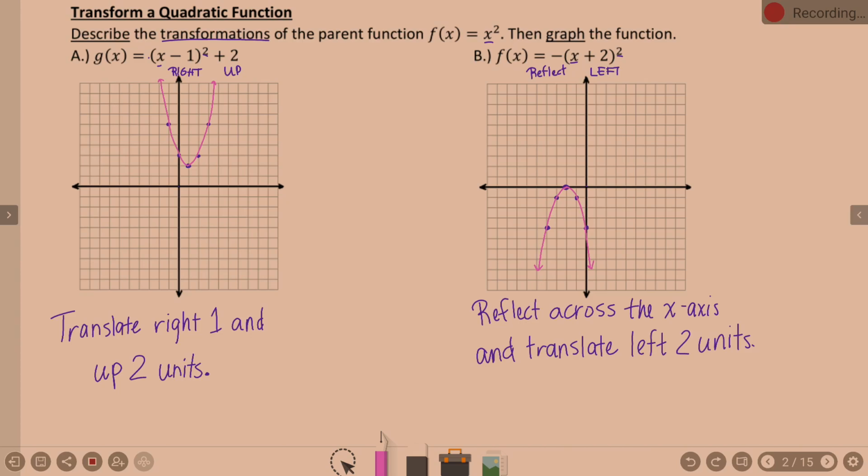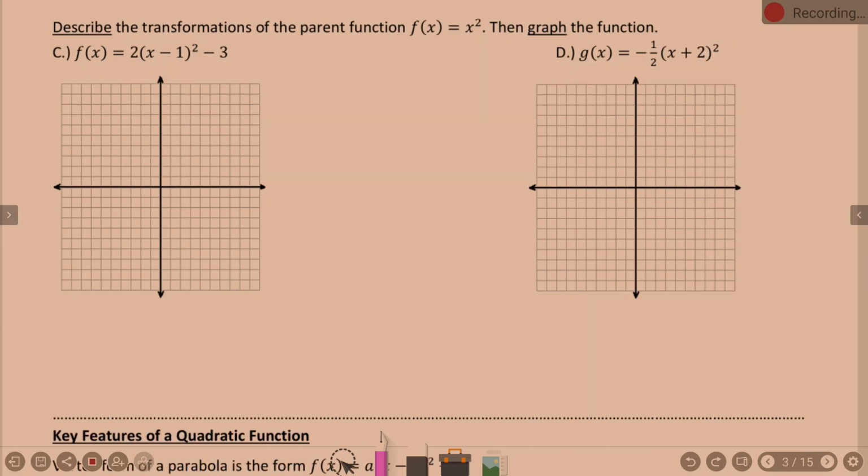So notice this had nothing out front on example A. So it was just a basic over 1, up 1, over 2, up 4. This one had a negative out front, so that just told us to go down. Okay, C. Same section. We're still describing transformations and graphing.